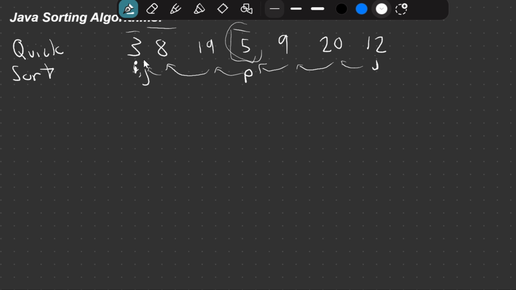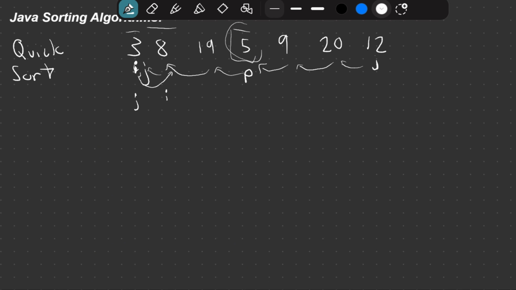And on the other hand, when you're looking at I, you're going to move I to the right whenever I is less than or equal to the pivot. So since 3 is less than 5, we're going to move I once here. So now we have that J is here, I is here, and the pivot is still where it is.